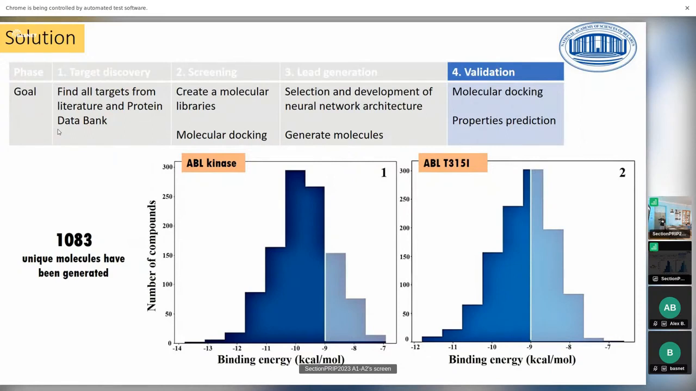So how did we make the validation after generation? We again made molecular docking of the generated compounds in the same way as it was done for the input.